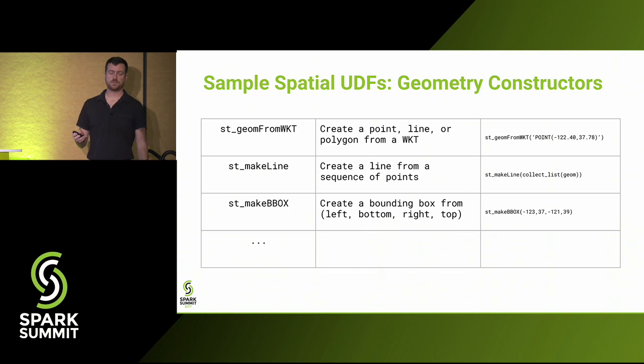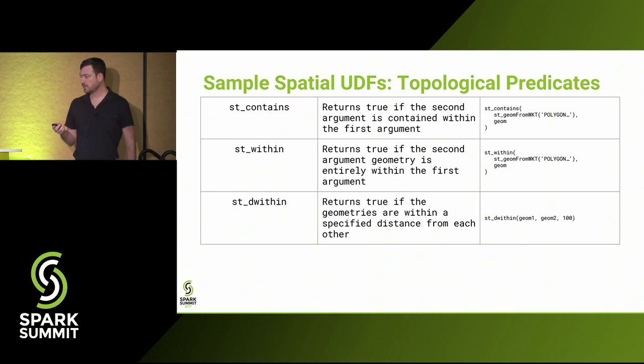There's a whole bunch of different functions that have been added to Spark SQL. Some examples are shown here. I'll point out st_makeLine allows you to aggregate geometries up, collect them into a list, and then make a line out of them to do some of those analyses that I mentioned with respect to the roundabout. Topological predicates, there's quite a lot of these. We talked about stContains. I'll point out stDwithin is distance within. That's a radius query, so it's how many coffee shops are within 5 kilometers of my current location.